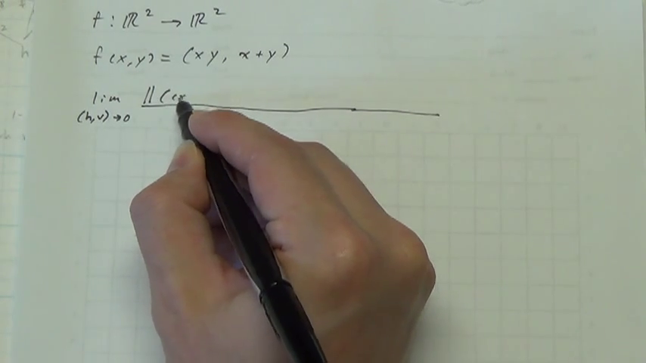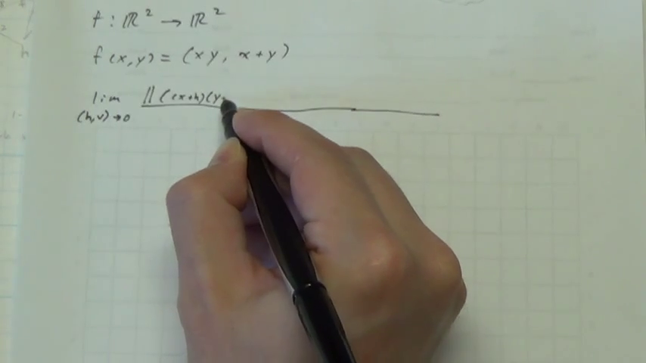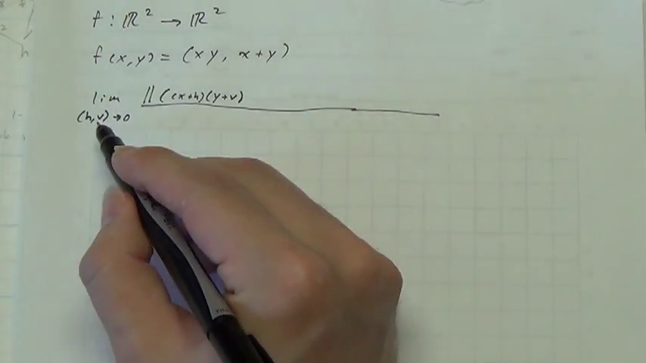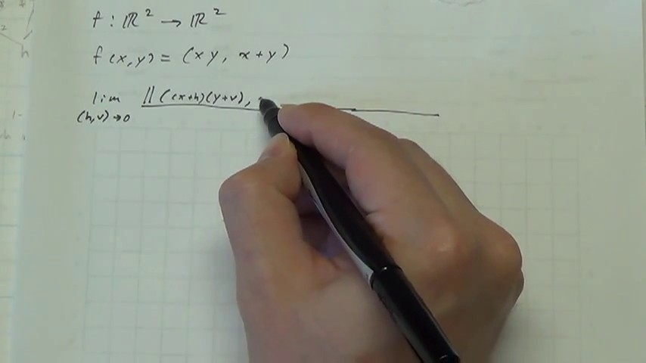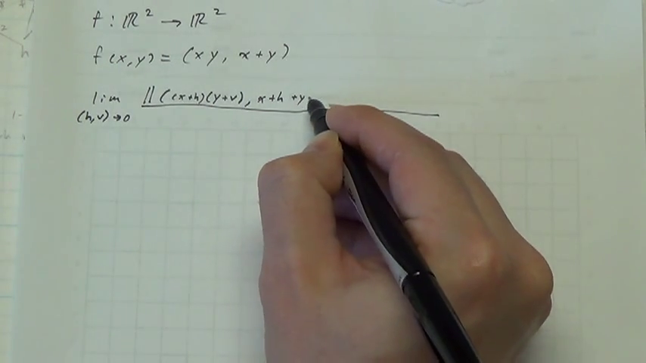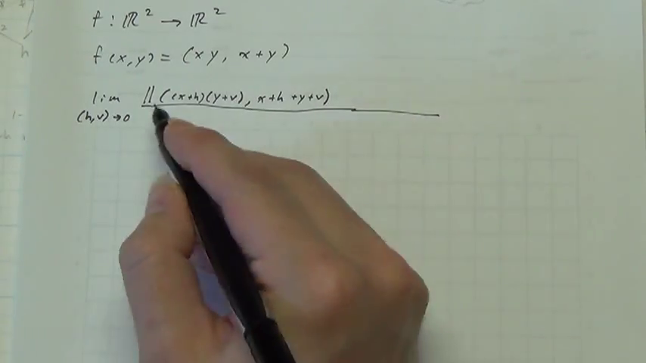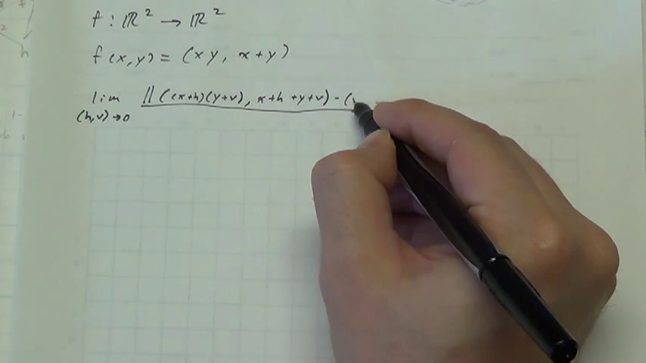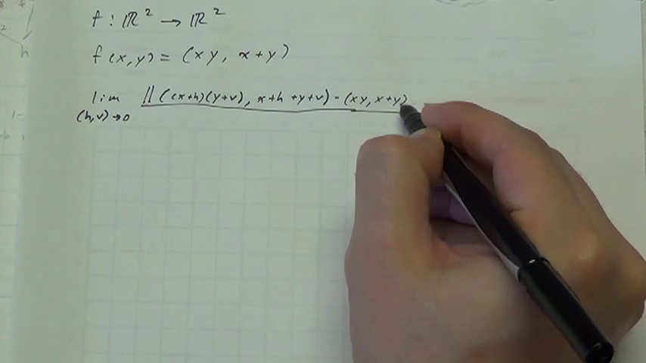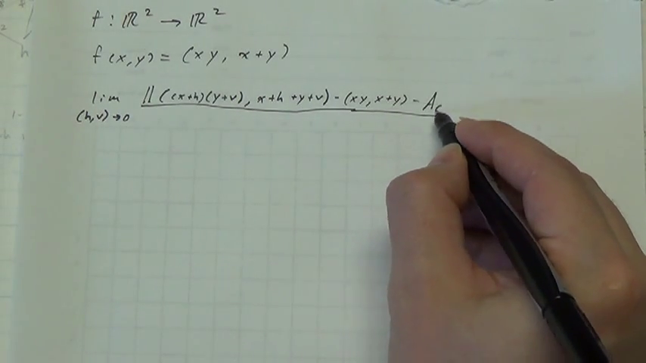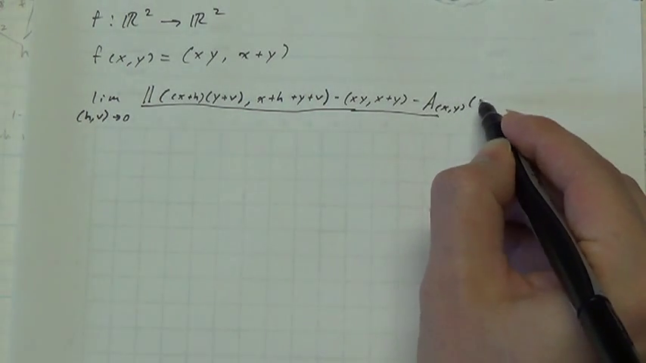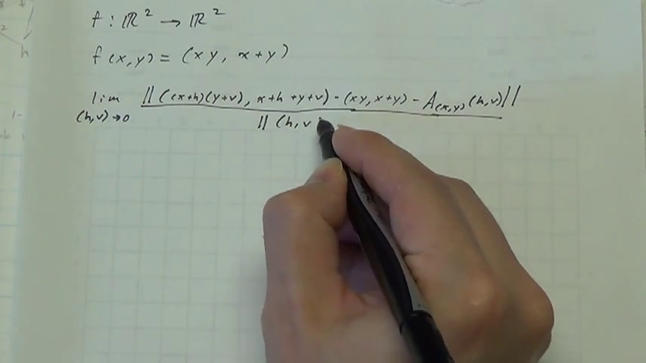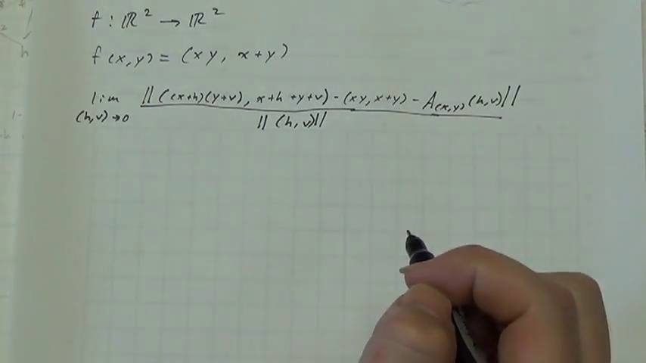So this is x plus h times y plus v for our f of x plus h, y plus v: xy plus hv, and the second is x plus h plus y plus v. That's our first ordered pair. That's f of x plus h, y plus v. And now we subtract off the ordered pair xy, x plus y. And then we subtract off our linear functional, which will depend on xy, and have as its variable hv. And take the norm, and the norm of the ordered pair hv is going to be the square root of h squared plus v squared.